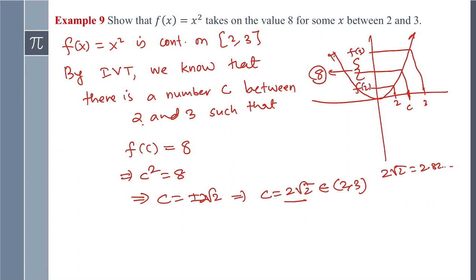So we can also verify that. Is that value 8 between f of 2 and f of 3? Yes. Because f of 2 equals 2 squared, which is 4, and f of 3 is 3 squared, and that is 9. So 8 is between 4 and 9. It is between f of 2 and f of 3. And then we got a number c, which is in between 2 and 3. That means we showed what we were asked to verify.